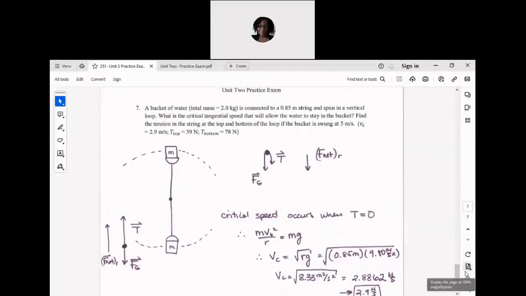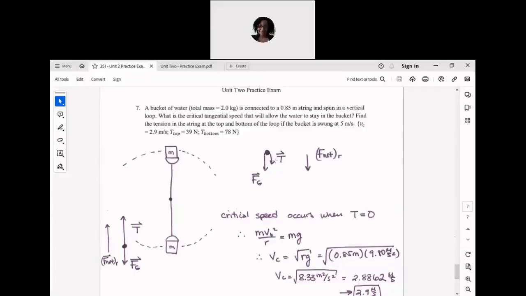7 is a vertical loop problem. We have a bucket of water and assume the complete mass is 2 kilograms. It's connected to a string that has a known length and it's spun in a vertical loop. First, we want the minimum speed that would allow the bucket to make it around the loop and, most importantly, the water to stay in the bucket. And we want the tension at both the top and the bottom if we know exactly what V is.